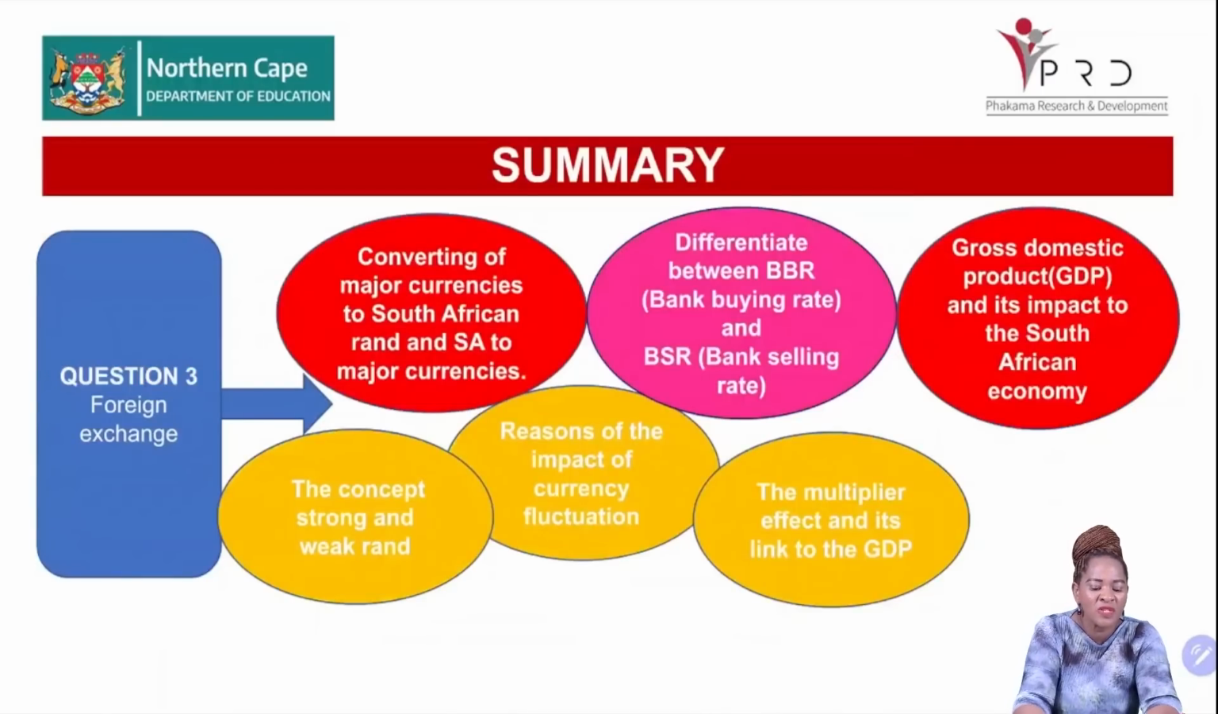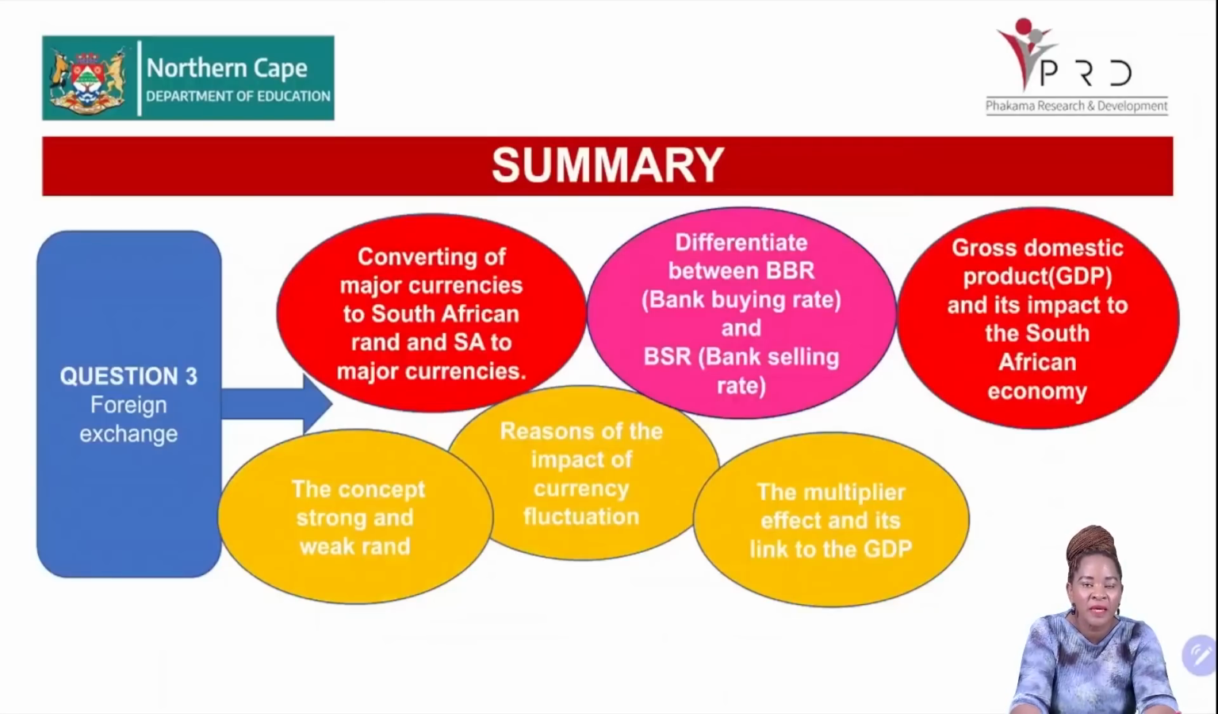And then under question 3, we have spoken about converting of major currencies to South African rand and South African rand to major currencies, differentiating between the BBR and the BSR, or the bank buying rate and the bank selling rate, gross domestic product and its impact on the South African economy, the concept of strong and weak rand, reasons for and the impact of currency fluctuation, and also the multiplier effect and its effect on the GDP. So this is the content that you need to study, grade 12 learners, for section B.